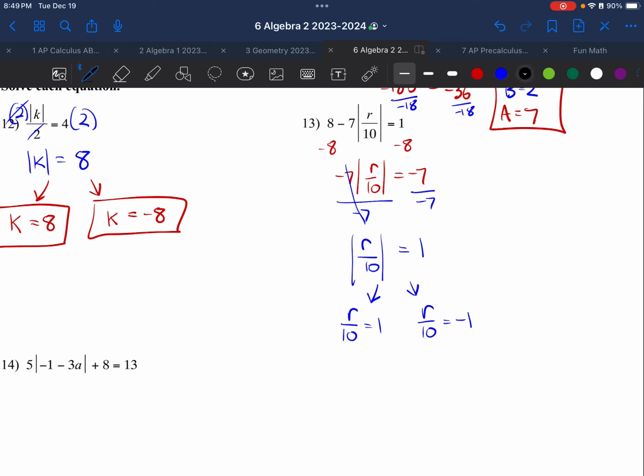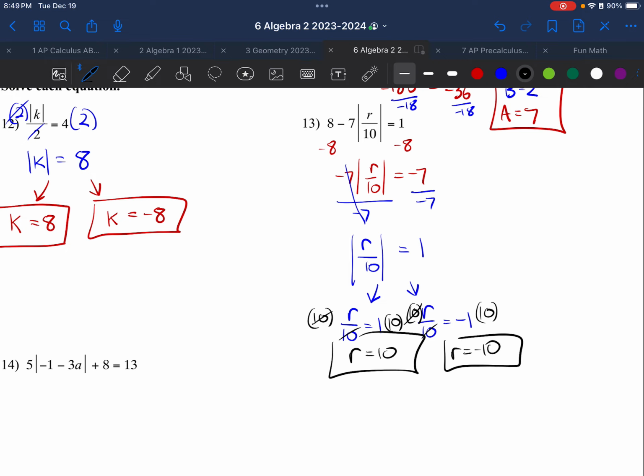And then from here, we're going to solve both of these the same way. We're going to multiply both sides by 10. Multiply this by 10 and 10 as well. 10 and 10 cross cancel, leaving behind r is equal to 10 and then r is equal to negative 10, both of which are your final answers.